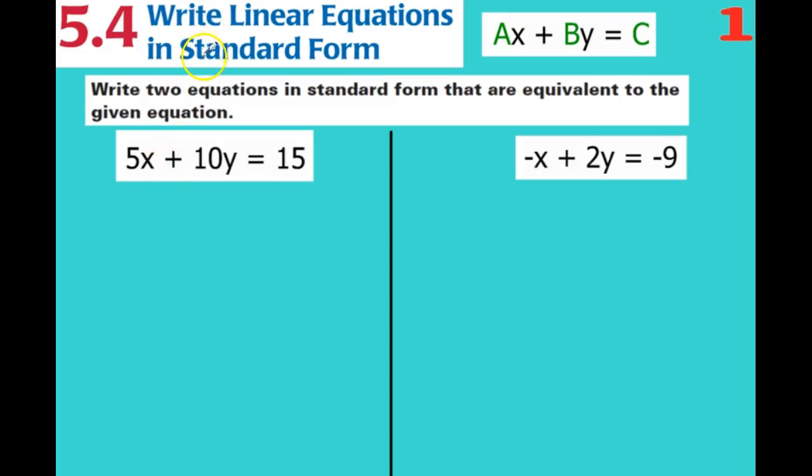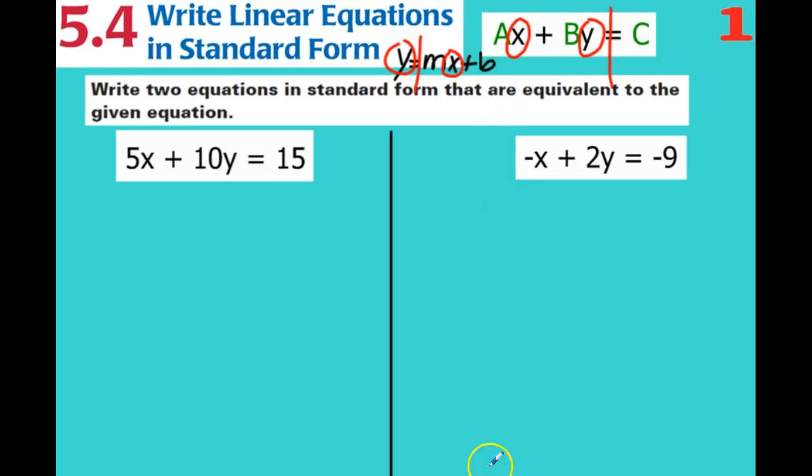Good morning. Today we are writing linear equations in standard form. This is the third and final form that we're learning. The only difference between standard form and the form y equals mx plus b, or slope-intercept form, is that our letters x and y are on the same side of the equal sign. Here, x is on one side and y is on the other.